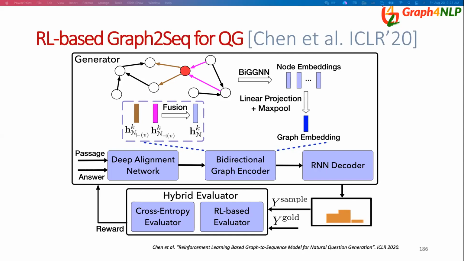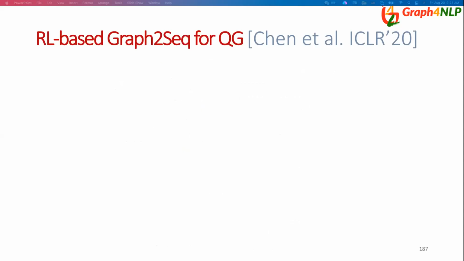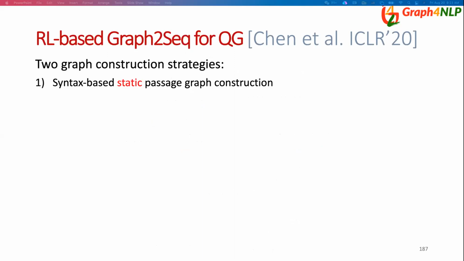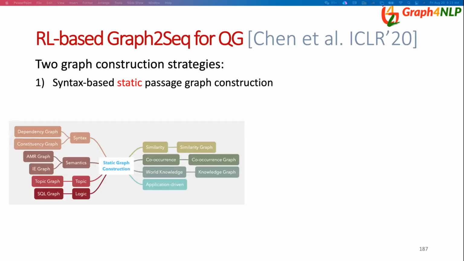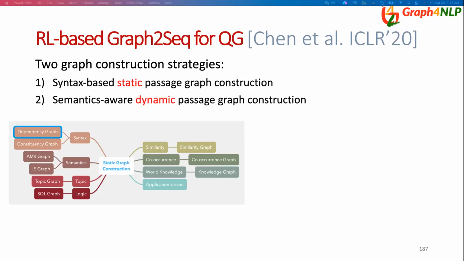In order to better capture the rich structured information hiding in the passage text, they construct a passage graph, which contains each word in the passage as a node, and apply a GNN to encode the graph. And for graph construction, the authors explore two different strategies. First is the syntax-based static passage graph construction, where a dependency graph was constructed. And then they also construct a semantic-aware dynamic graph, where node embedding based similarity metric learning and KNN-style sparsification were applied.